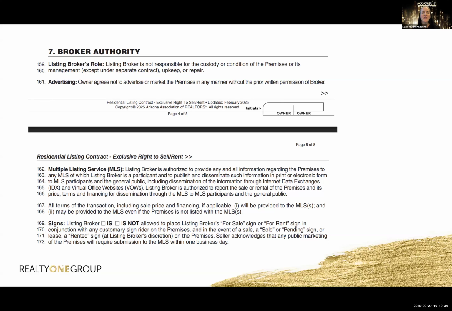While doing a couple things for the sake of, let's say, staging or curb appeal are probably okay, if you start overseeing repairs and handling contractors and things like that, you're probably stepping into property management, which is a violation unless you have a property management agreement. So just be cautious about what you're doing. If you have questions, ask your broker if a specific something is allowed to be done.